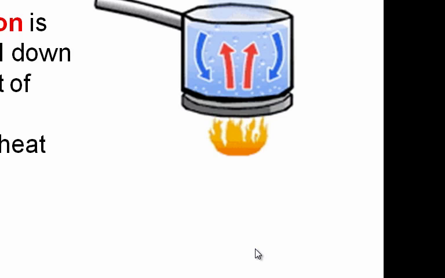The next type of heat transfer is convection. Convection is the up and down movement of gases and liquids by heat transfer. A common example of this would be considering a boiling pot of water on a stove. You can see that the fire, the flame, and the water boiling, that's all conducted by convection, the movement of gases and liquids by heat transfer.